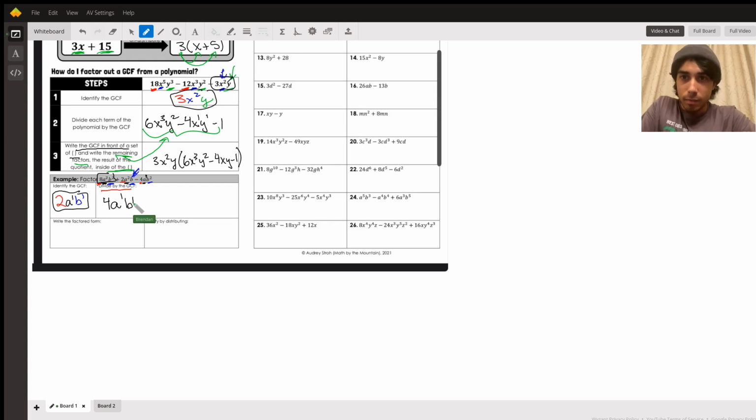All right, next, that second term, we're going to do this guy, the green guy, over our greatest common factor. So 2 divided by 2. That's just 1, so plus 1. A squared divided by a to the first, that's just a. And then b, oh, that's not even a b squared, that's just a b right here. B divided by b, that's just 1, so we don't have to write anything for that. All right.